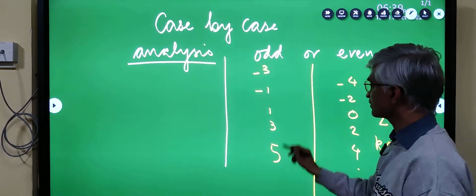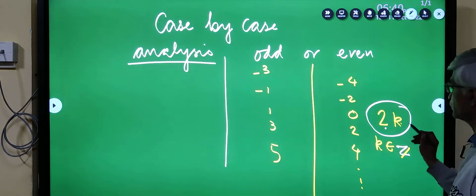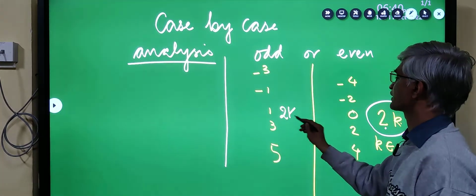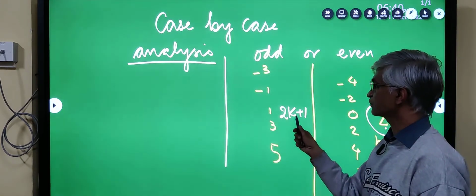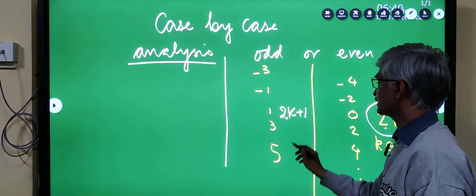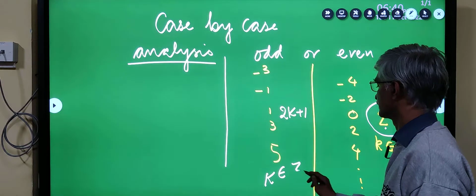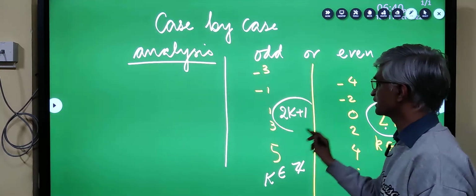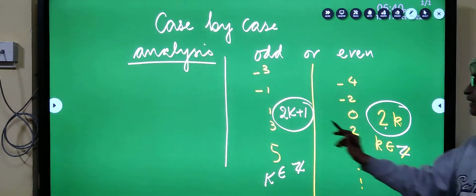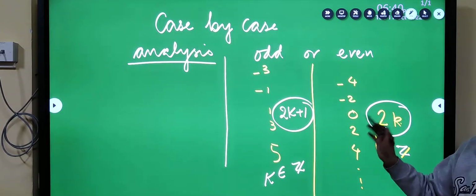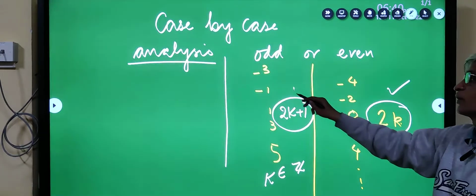And the odd numbers are represented as the counterpart of 2k, which is 2k plus 1. For example, if I take k equal to 0, I get 1. If I take k equal to 1, I get 3. And once again, we write the same thing: k belongs to integers. Now, this representation of the entire set of numbers as 2k and 2k plus 1 is basically creating two cases. It has to be either here or here.